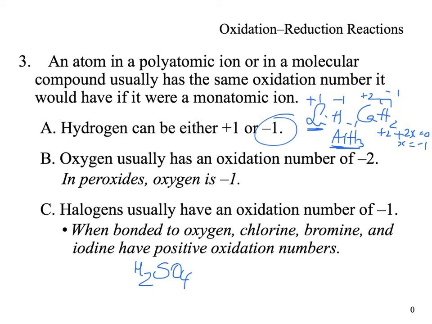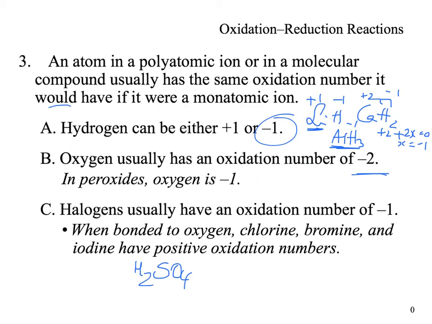Oxygen, on the other hand, usually is minus 2. The only time that it is minus 1 is if it is present in a peroxide. And halogens usually get negative 1 other than when they are bonded to oxygen. In that event, they basically start getting a positive value.